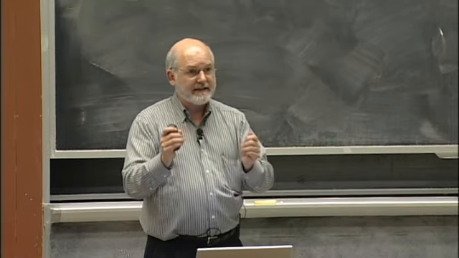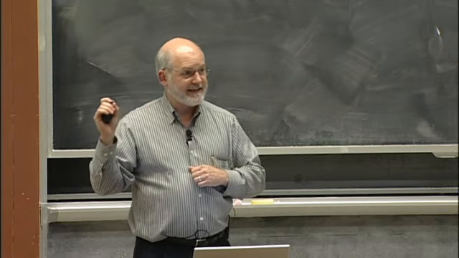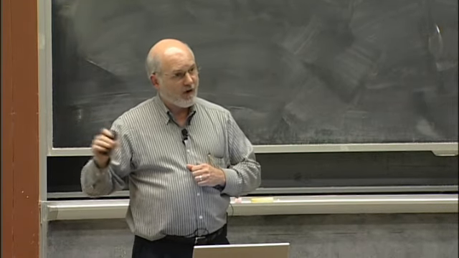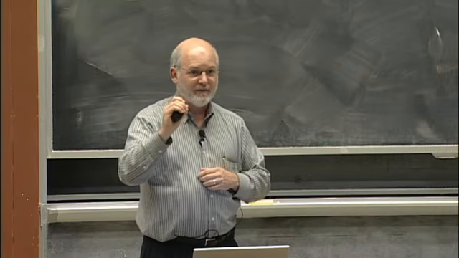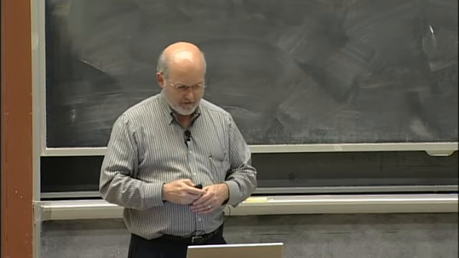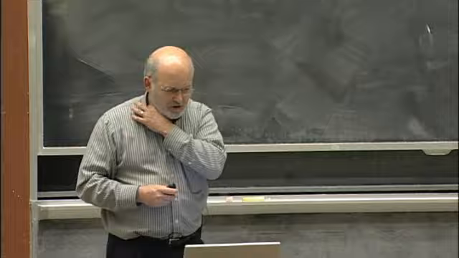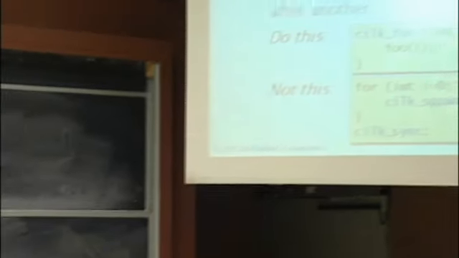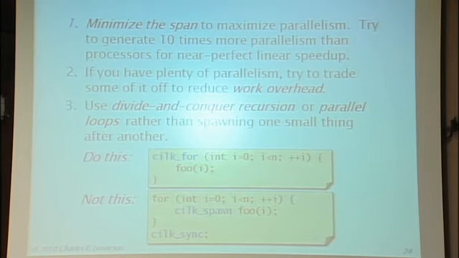Okay? Because the performance in the end is going to be something like T1 over P plus T infinity. And if T infinity is small, it's like T1 over P, and so anything you save in the T1 term is saving you overall. It's going to be a savings for you overall. Use divide and conquer recursion on parallel loops rather than spawning one small thing after another. In other words, do this, not this, generally.